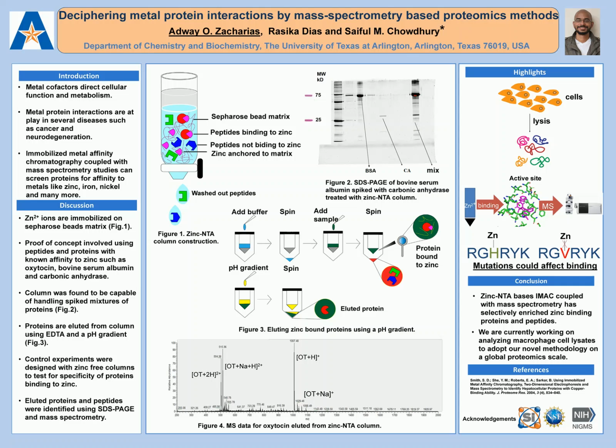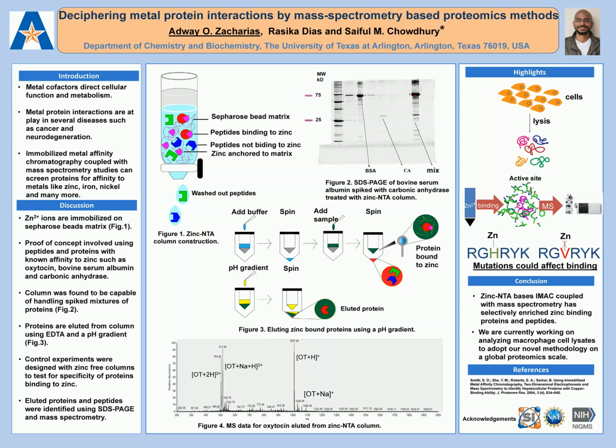We have results to show that our column works well, and we've used peptides and proteins that have documented good interaction with zinc, such as oxytocin, bovine serum albumin, and carbonic anhydrase. If you look at figure number 4, we have a mass spec of oxytocin that's been eluted from the column after having been bound to zinc.